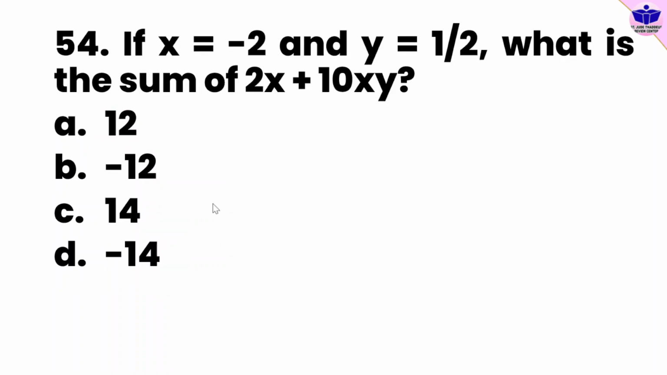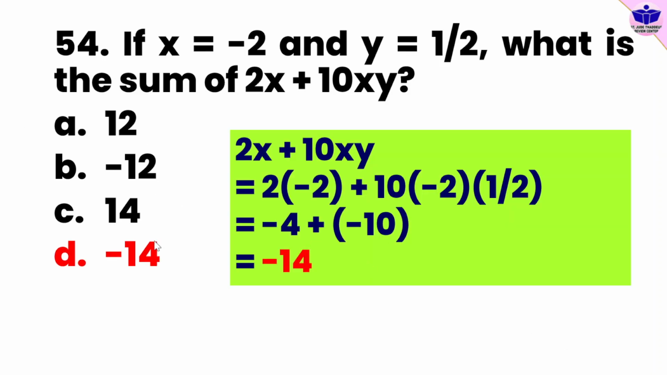Number 54. If x is negative 2 and y is 1/2, what is the sum of 2x plus 10xy? A. 12, B. negative 12, C. 14, or D. negative 14. Answer is letter D, negative 14. So all we have to do is just substitute all of the given numbers for x and for y.